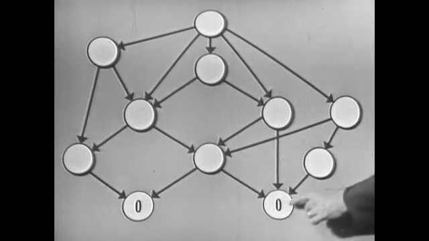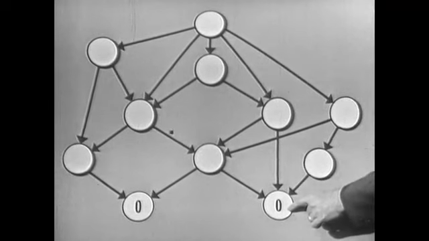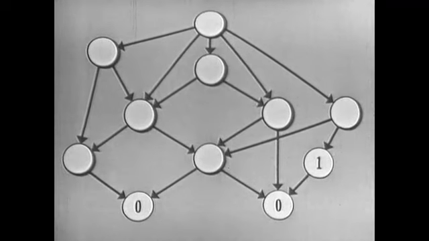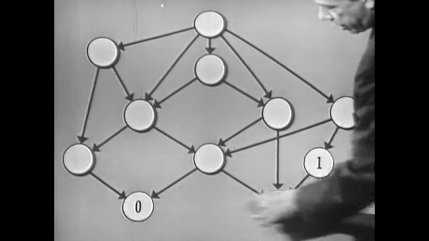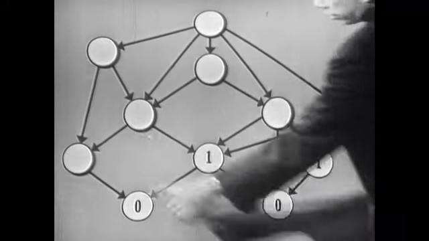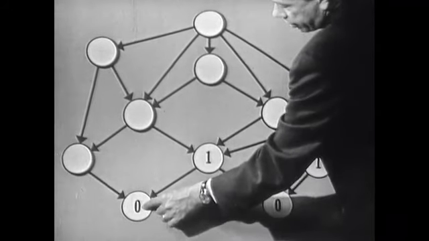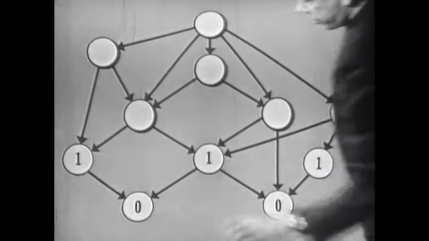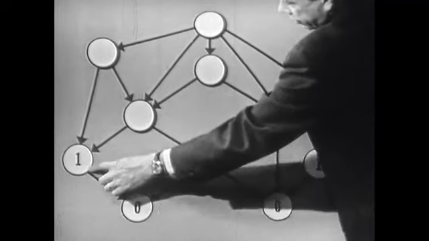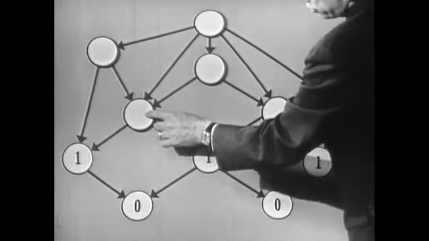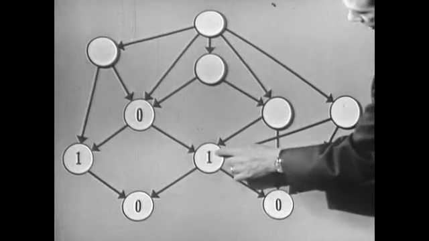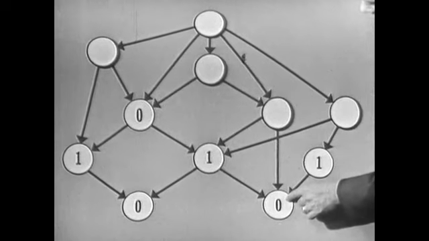This position here communicates ahead to a position marked zero, and so the least integer it does not communicate to is a one. Here we have one that communicates to two different positions, both of which are zero. The least integer missing is one. Here we only have one choice. It goes to a zero, and the first integer missing is a one. This position up here communicates to two different things, but they're both marked one, and the first integer missing is a zero.